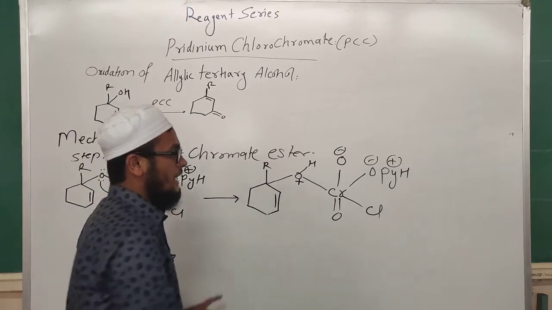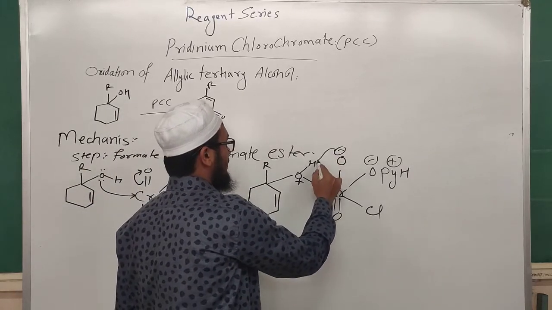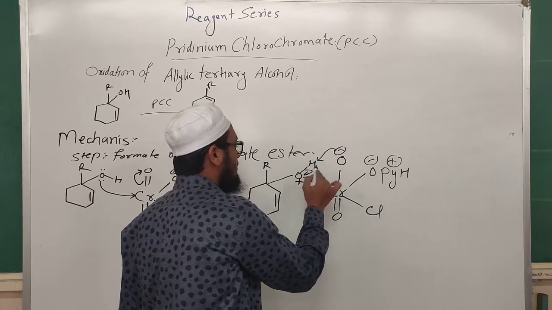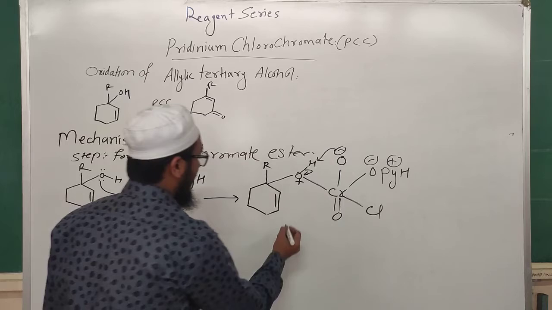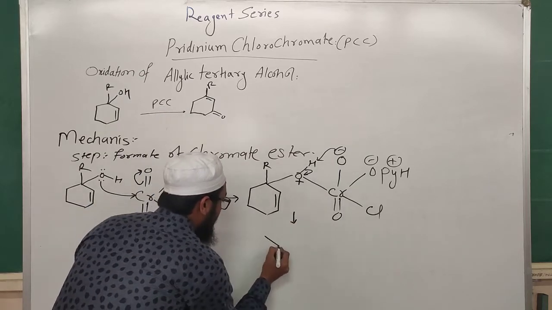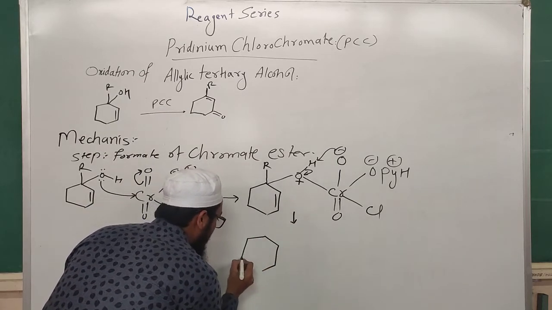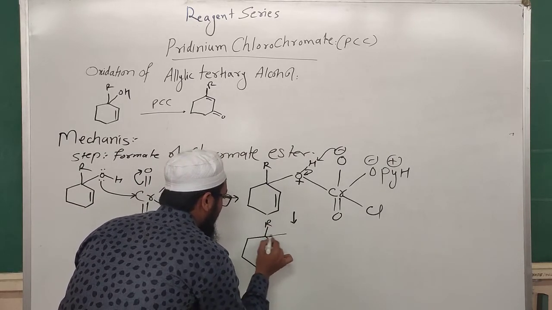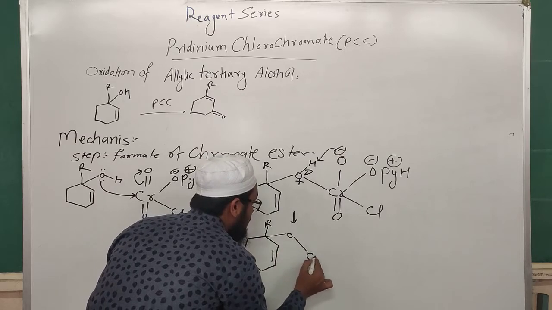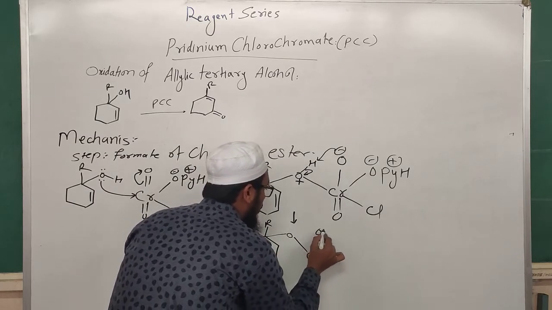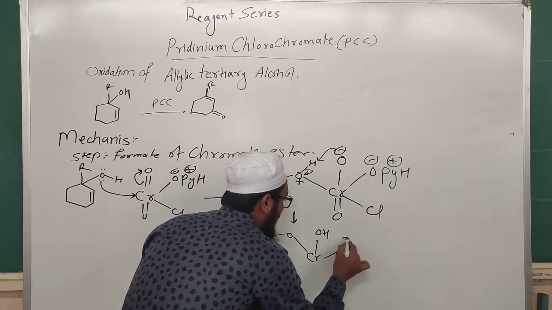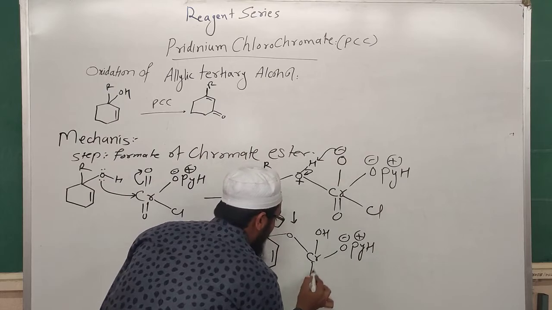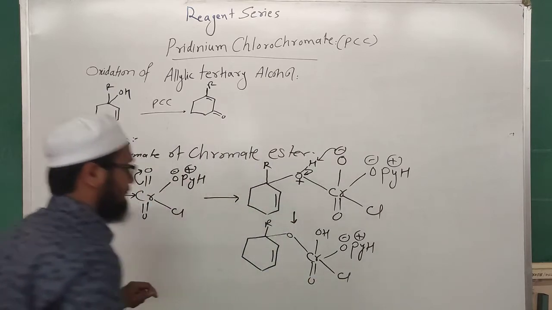To make it stable, this oxygen will abstract this hydrogen, and the electrons of the oxygen hydrogen bond will shift towards oxygen. This is the structure. Look at here, it has a double bond here, an alkyl group here, oxygen here, chromium here, it has OH, it has O negative, PYH positive, a double bond and chlorine.